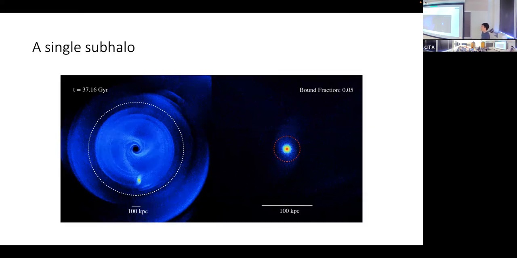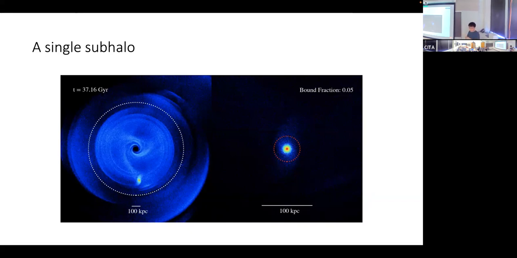To model this process, we need to consider several different effects. First, we need to model the orbital evolution of this subhalo. Second, we need to model the mass loss of this subhalo. And third, we need to know the density evolution of this subhalo. These three things may be coupled in a very complicated way. For example, you can have a less dense subhalo, then the tidal radius will become smaller, and the tidal stripping can become stronger.